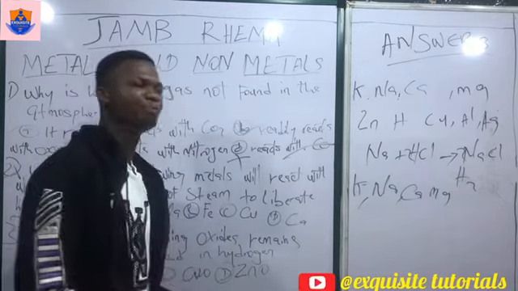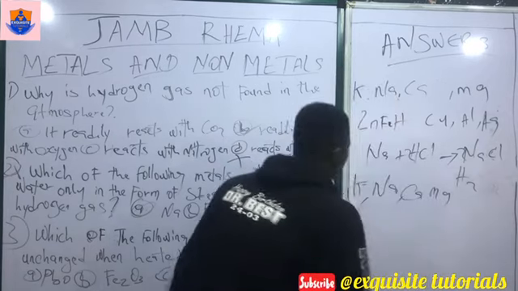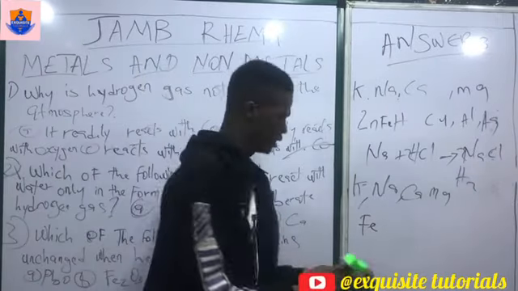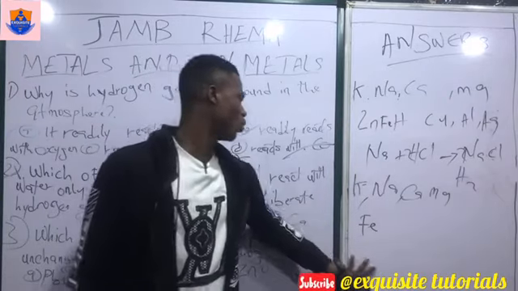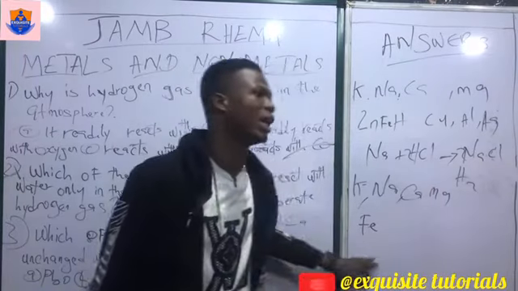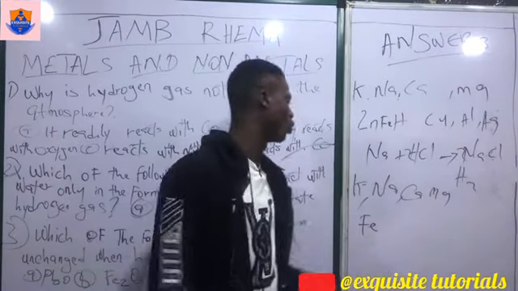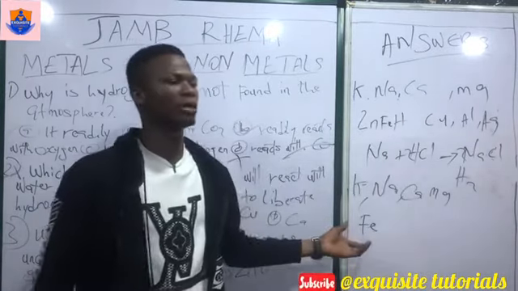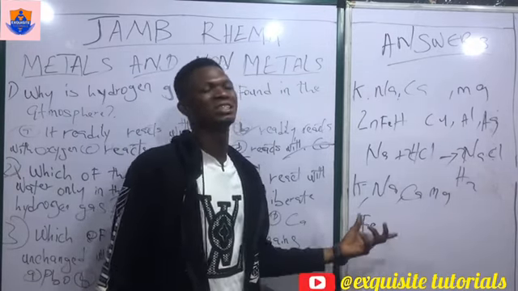Now, an example of the less reactive elements, I actually forgot to put it here, is iron. And we'll have other examples. Iron cannot react with cold water, but iron can only react with steam, not ordinary cold water. So when you have cold water, iron cannot react with water to displace hydrogen, but iron can react with steam to displace hydrogen.